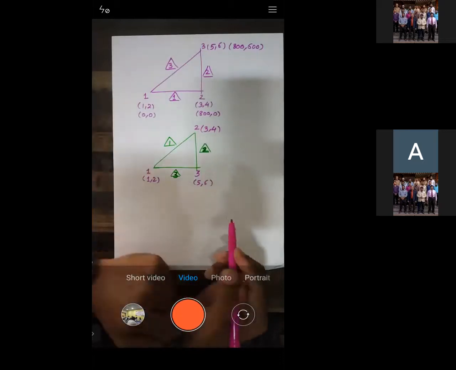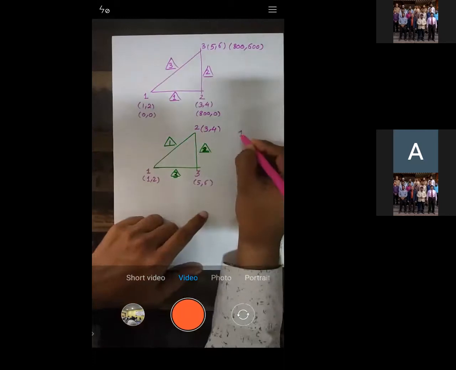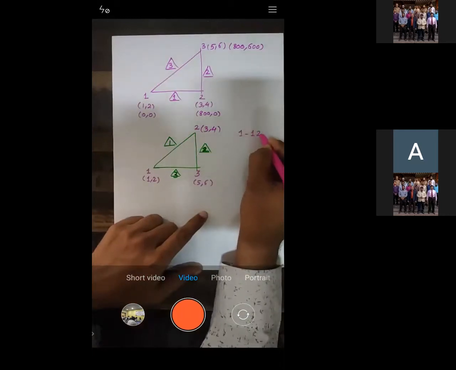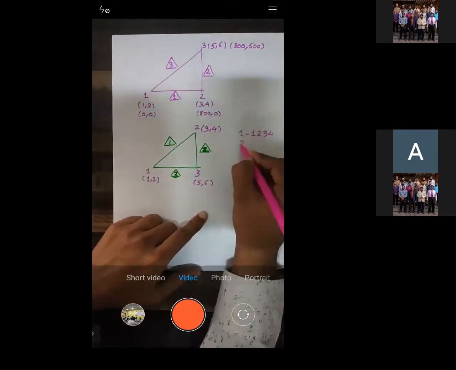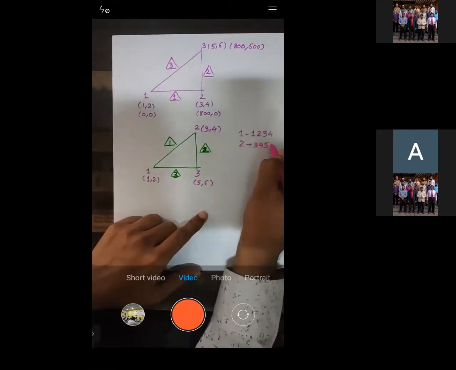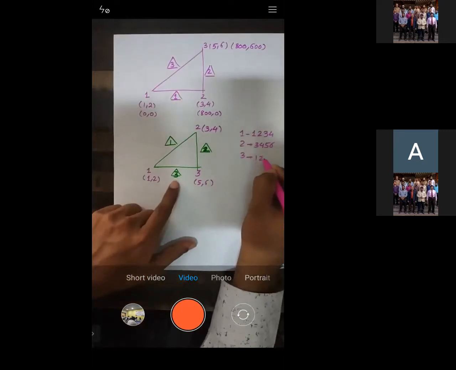Okay. So see, for element number 1, it is nodes 1, 2. So for element number 1, the degrees of freedom will be 1, 2, 3, 4. For element number 2, there are 3, 4, 5, 6. Now for element number 3, there are 1, 2, 5, 6, like that.